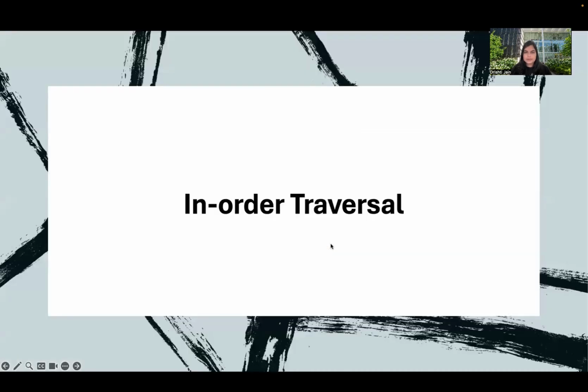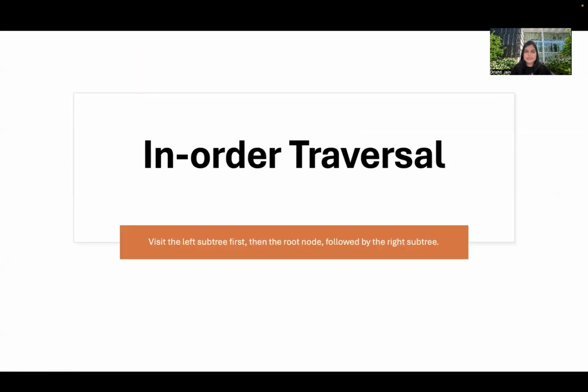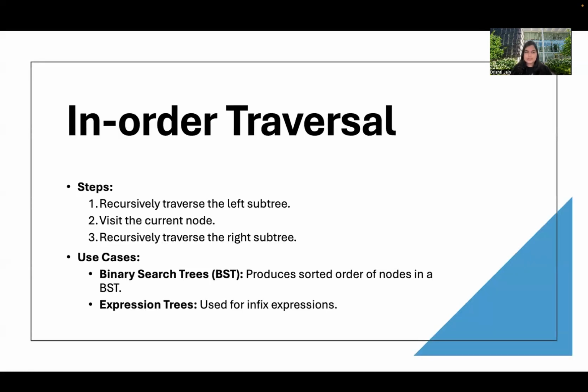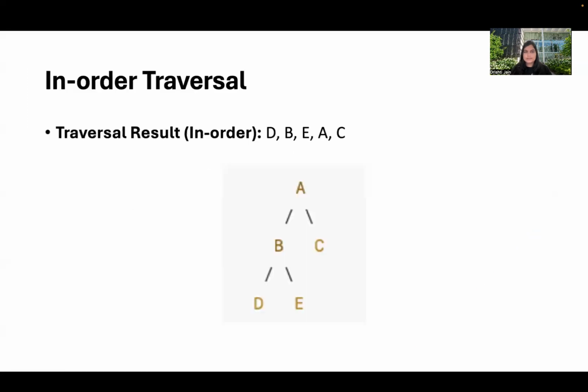Now, let's look at in-order traversal. You visit the left subtree first, then the root node, followed by the right subtree. The steps are to recursively traverse the left subtree, then visit the current node. After that, recursively traverse the right subtree. The use case is binary search trees. It produces sorted order of nodes in a BST. In expression trees, it is used for infix expressions.